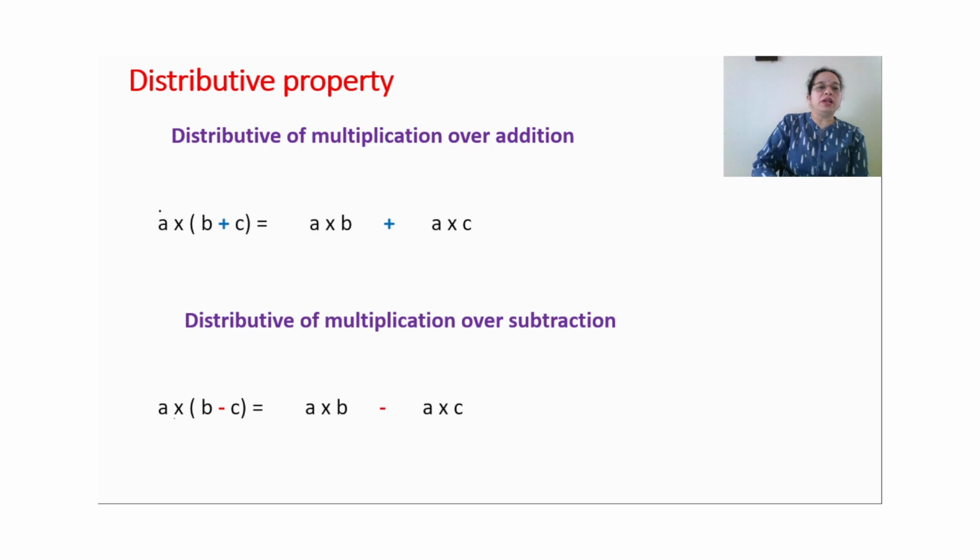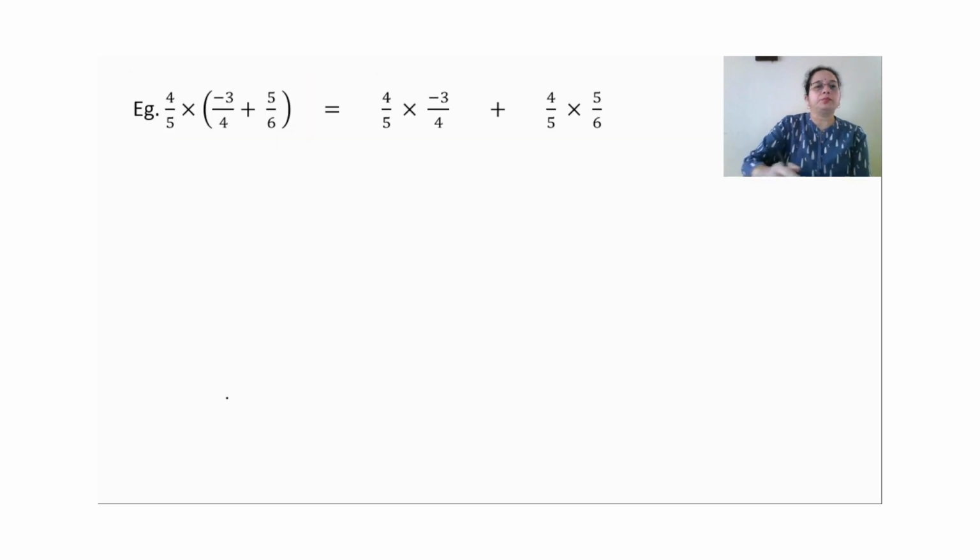What we do, we just multiply these two numbers, a into b. We write down whatever sign is there, plus, so we will write down plus, and then with a we will multiply by c. Same way here, a multiplied by b, so write down a multiplied by b. Now the subtraction sign is there, so write down the subtraction sign, and then a multiplied by c. So this property is known as distributive property, distribution of multiplication over addition and multiplication over subtraction. So here also we will verify is it correct or not.